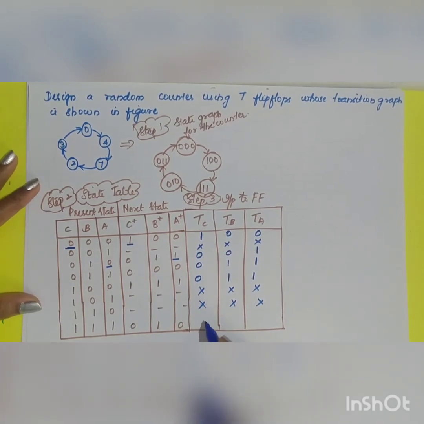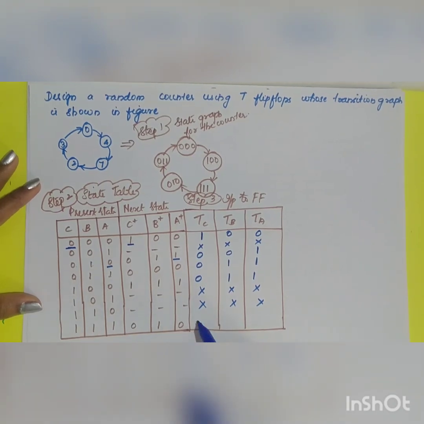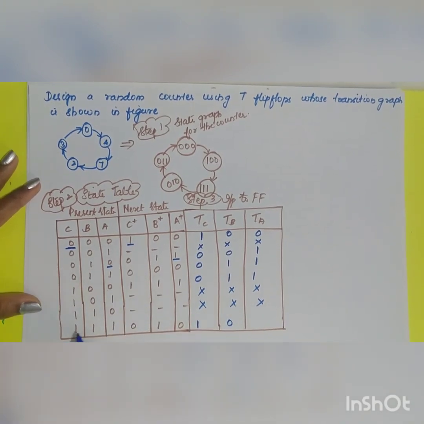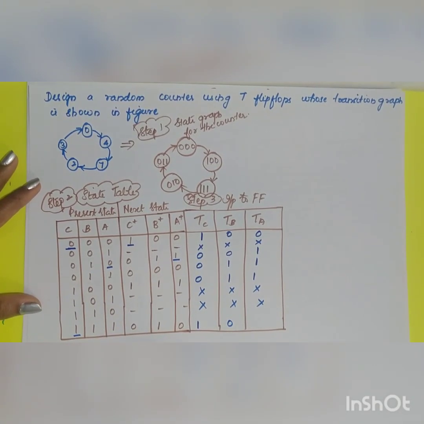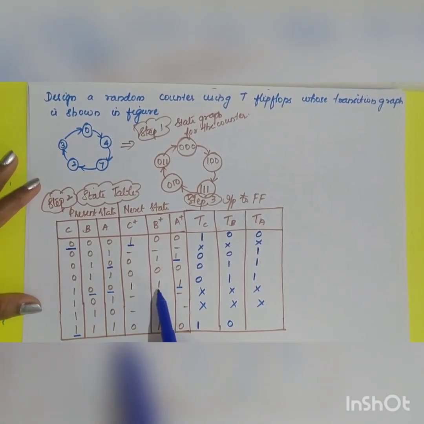So here it will be C, there is transition, right? So it will be equal to 1. So B is equal to 1, B plus is equal to 1. There is no transition. So wherever there is a transition, let me put a mark. Here what were the transitions? Here you had 0, 1, here also 0, 1.